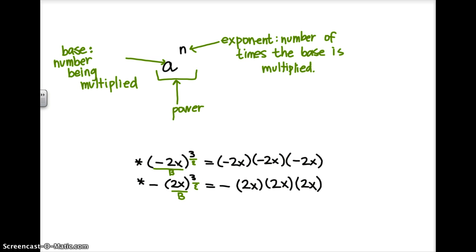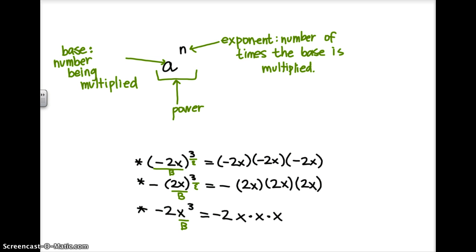The third example I'll show you is even stranger. Negative 2 times x to the third. Here, only the x is the base. So we have a negative 2 out in front, and then it's x times x times x. So be careful as you identify the base. What is the base, so what is being multiplied?